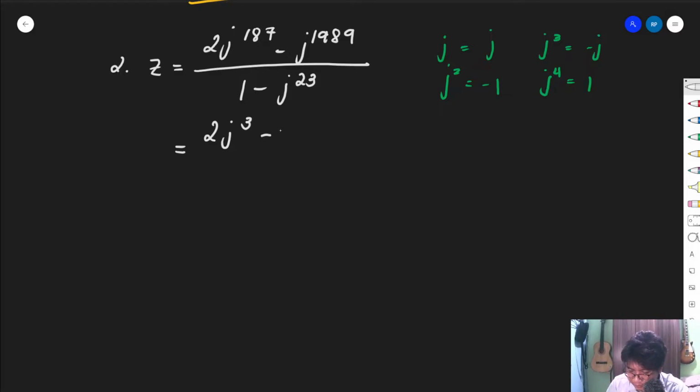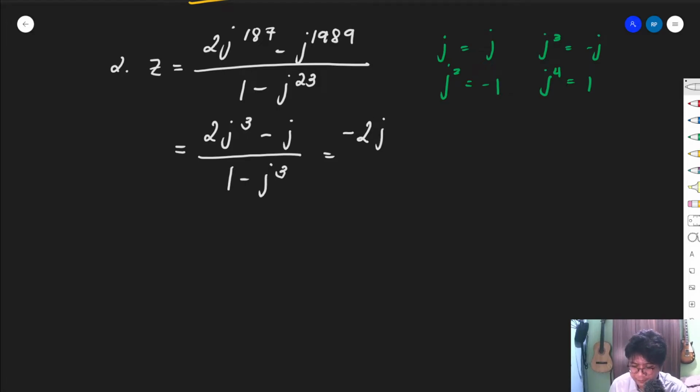Then, minus j to the 1989. What is the nearest to 1989? So, that is 1988. So, 1989 minus 1988, we will have j. Then, over 1 minus j raised to what is ano ba pinakamalapit sa 23? That is 20. Diba? So, 20 is divisible by 4. So, ibig sabihin, 23 minus 20, that will be 3. Okay? Next. What is the value of j cube? Alam natin that is negative j.